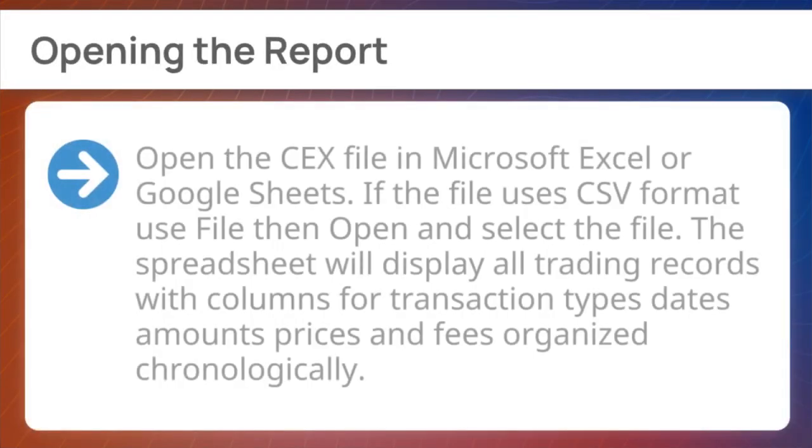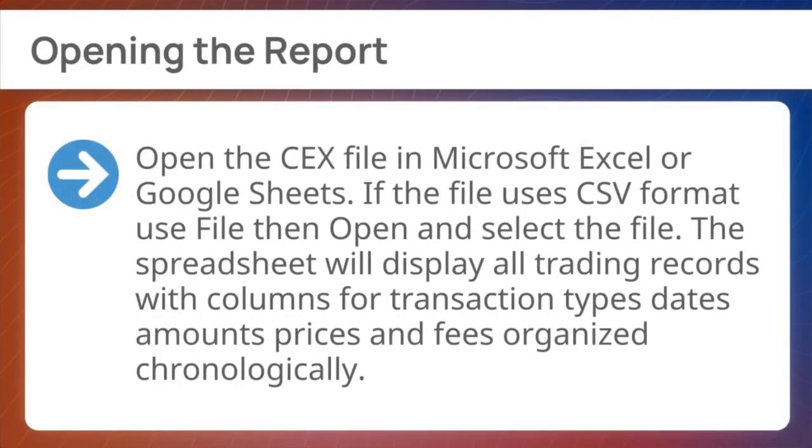First, opening the report. Open the CEX file in Microsoft Excel or Google Sheets. If the file uses CSV format, use File, then open and select the file. The spreadsheet will display all trading records with columns for transaction types, dates, amounts, prices, and fees organized chronologically.